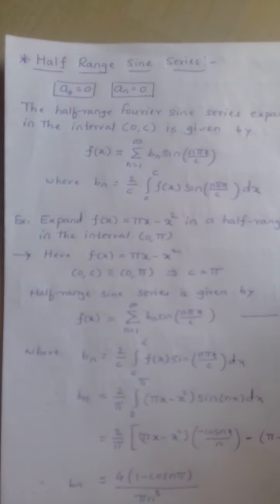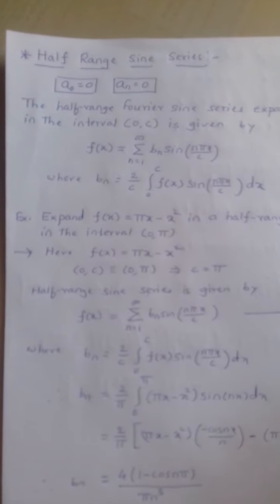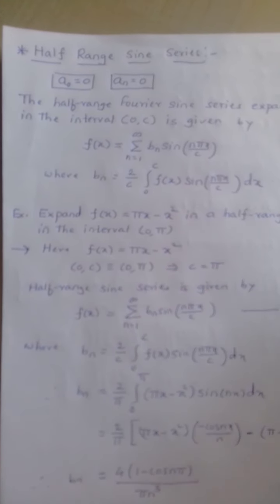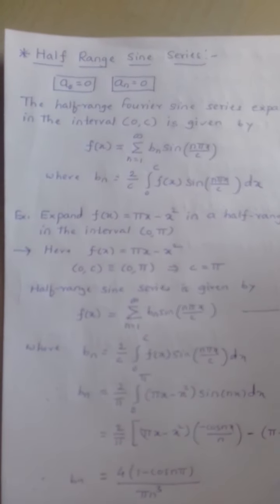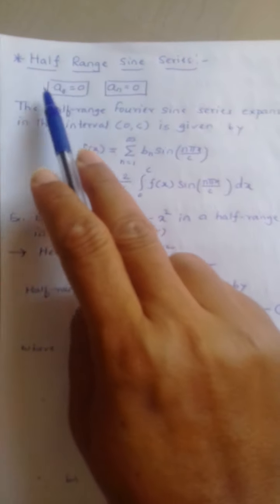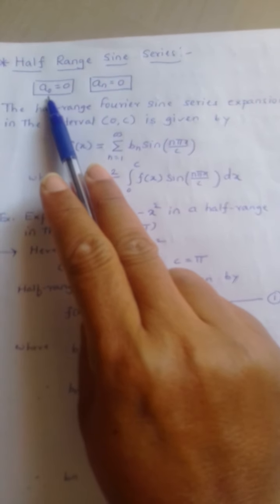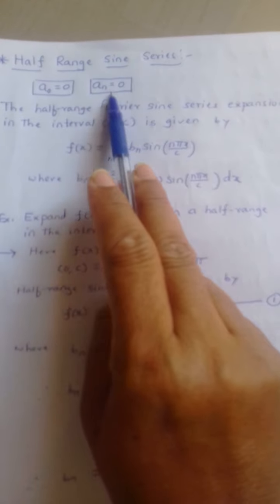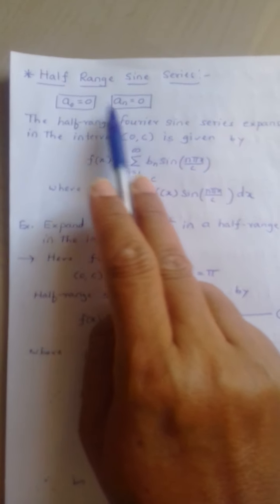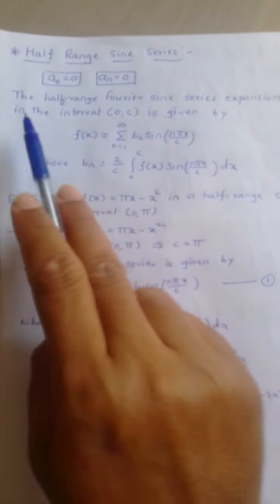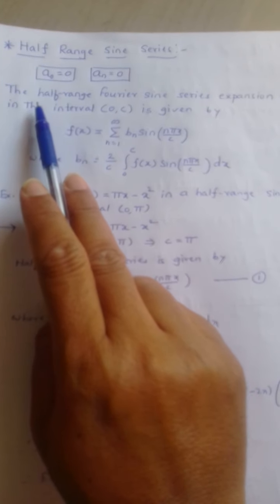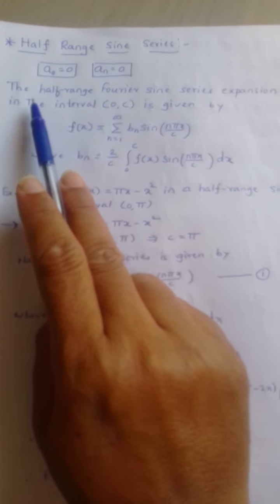Already we know about the Fourier series expansion of a function f of x. Fourier coefficients a naught, a n and b n are Fourier coefficients. In half range sine series, a naught equals 0 and a n equals 0. Both of these Fourier coefficients are 0. Now we will see the definition of the Fourier half range sine series.